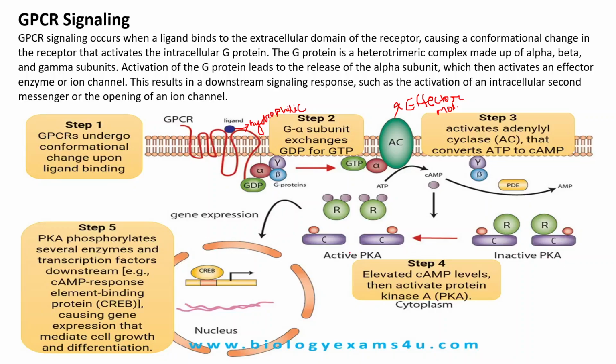Once the protein kinase A is activated, it goes to the nucleus and phosphorylates several enzymes and transcription factors downstream, for example, the cyclic AMP response element binding protein, causing gene expression that mediates cell growth and differentiation.